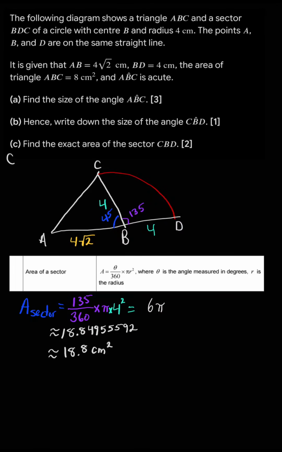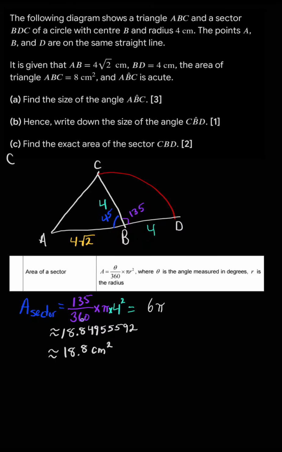For part C, we're asked to find the area of the sector. To find the area of the sector using the formula, we know that the area of the sector is equal to theta divided by 360 times pi times the radius squared. We know theta is 135. The radius is going to be the distance from B to D or from B to C, which in this case is 4.